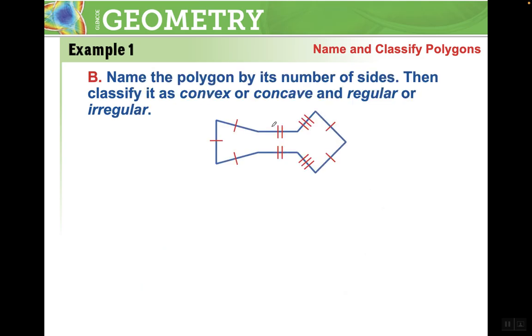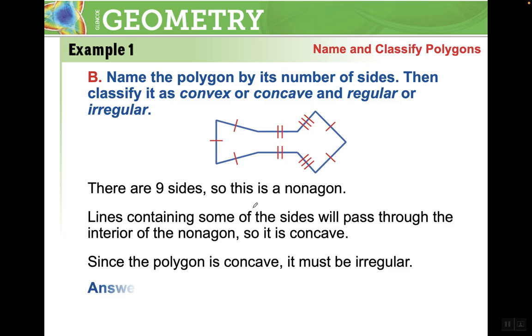Here's another one. So if we count up the sides, 1, 2, 3, 4, 5, 6, 7, 8, 9. So that is a nonagon. It is concave because, as you can see, these kind of go inwards. And it's irregular because we have different sized sides and different angles. And so there we go. Nonagon, concave, irregular.